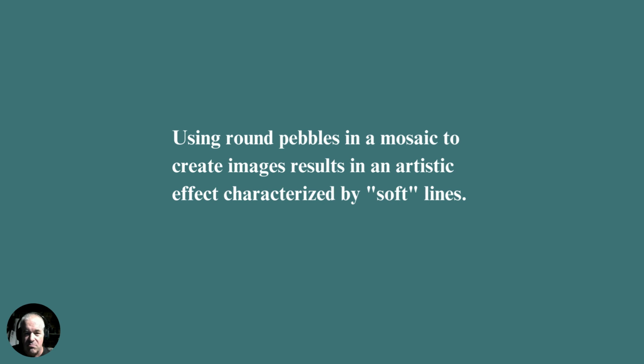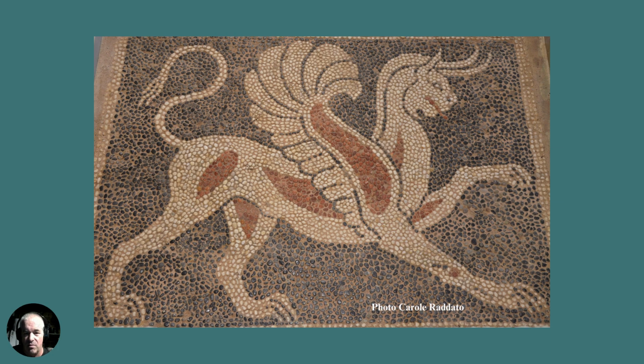So using round pebbles in a mosaic to create images results in an artistic effect characterized by soft lines. This is a more refined version of a pebble mosaic, and the lines, artistically speaking, are all quite soft. There's no sharpness to any of those outlines.